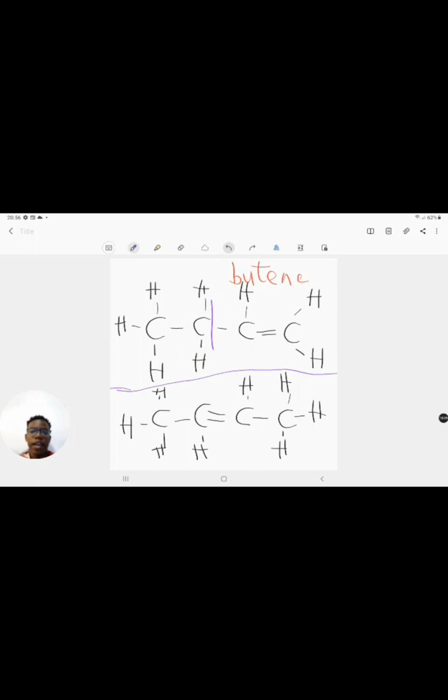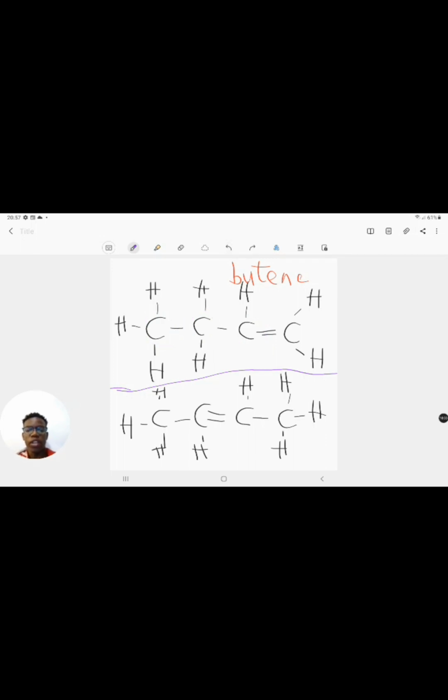Both of them have a double bond. Here's my double bond there, and here's my double bond there. Both of them have the same number of carbon atoms. Here's my carbon atom there. That's 4 of them. And here are my carbon atoms there. That's 4 of them as well.